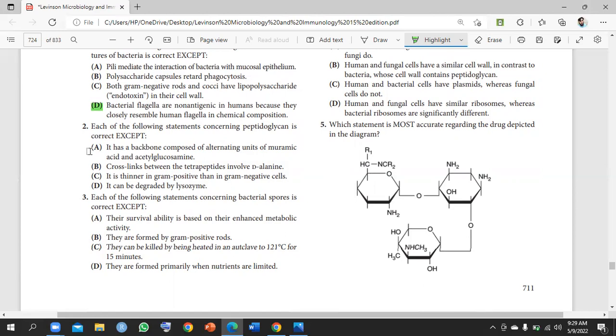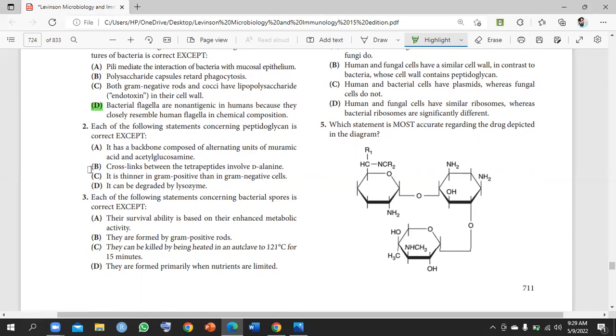B is that cross links between the tetrapeptides involve D-Ala. This is correct: we have pentapeptide or tetrapeptide chains, and the D-Ala is connected to the lysine. You can check it in the peptidoglycan layer. So it is also not the correct answer.